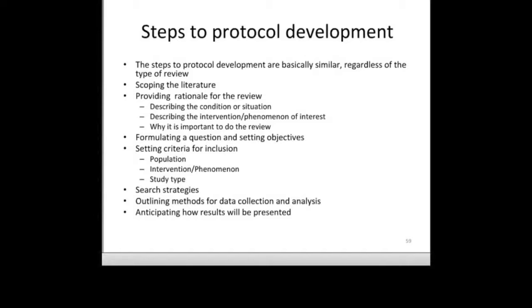It works with predefined inclusion criteria that evaluate the relevance of a particular study that has been retrieved through a search for the objectives of the review, and the criteria mainly link into population you're interested in, again your phenomenon, and the sort of studies you intend to include. You then outline your search strategy in terms of which databases you want to use and which key terms you think of using to retrieve relevant articles. And it stops with actually outlining methods for data collection and analysis and with anticipating how your results will visually be presented.